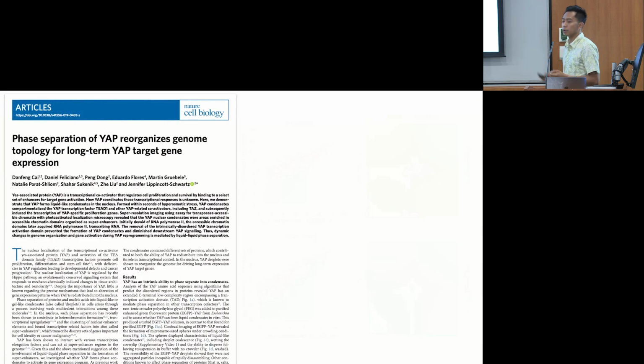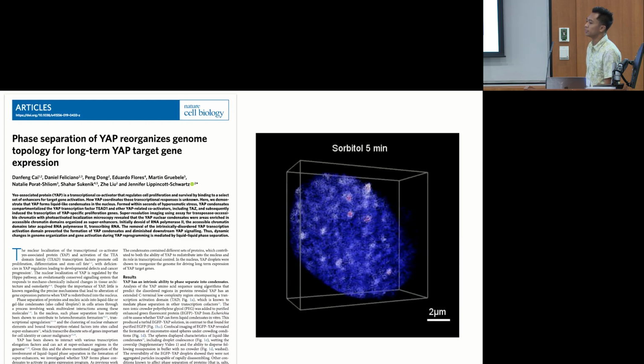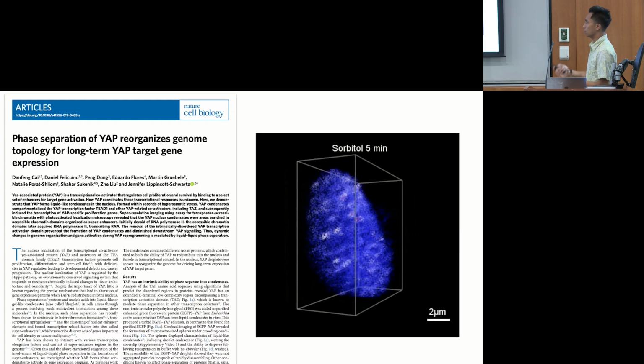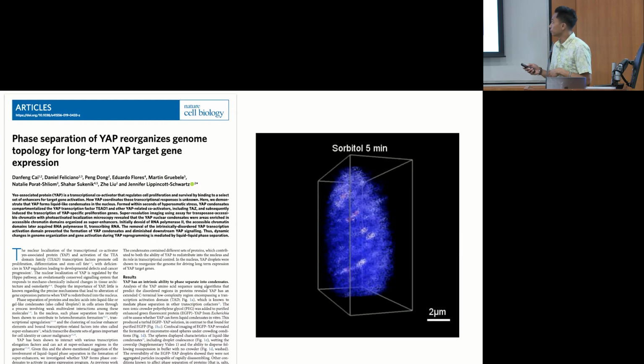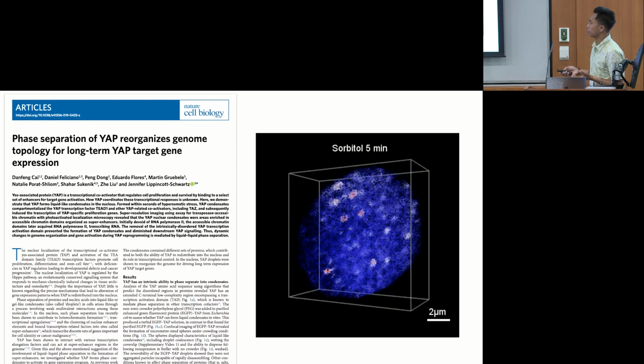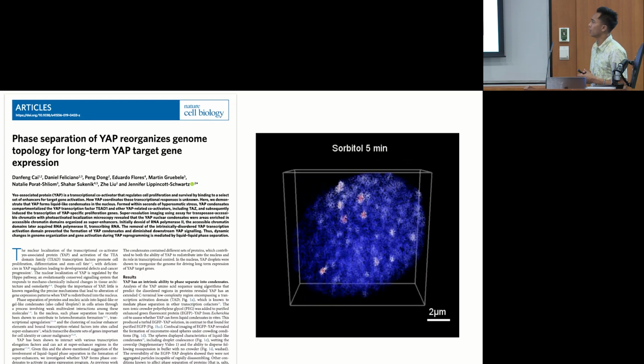So this is a really important paper in my thesis. This came out of Jennifer Lippincott-Schwartz's lab over at Janelia. It was published in Nature Cell Biology, where they developed this technique to visualize regions of accessible chromatin. And when I first saw this paper, me and my advisor were like, oh, okay, cool.